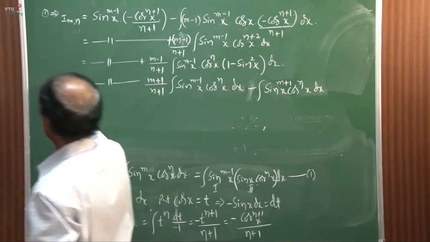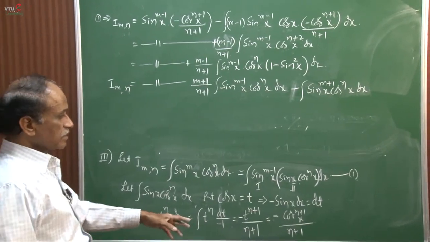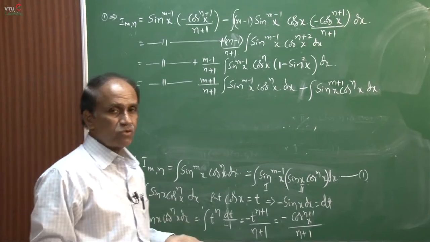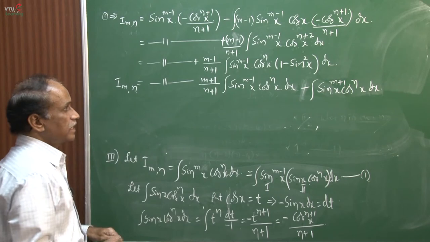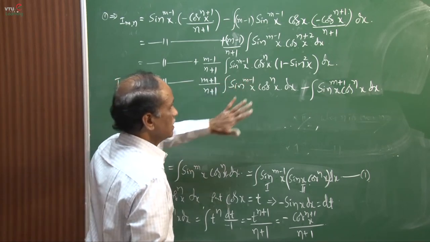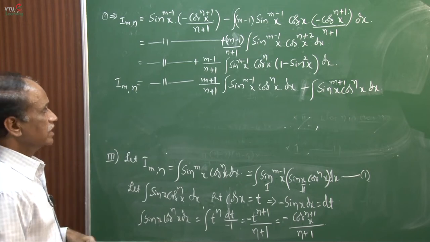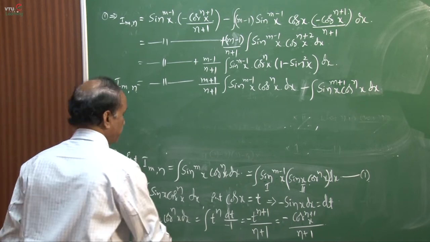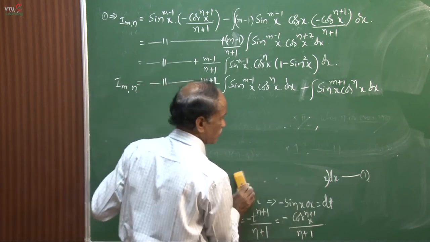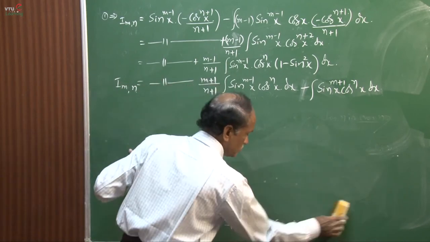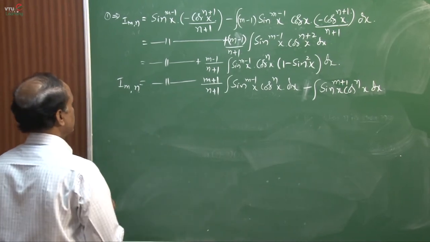This is for I m n. Same type of thing as what we did here, transposing in the previous result what we discussed, transposing that term to the left side, and we can write the reduction formula by shifting that I m n with the coefficient. So that is the theoretical part of that reduction formula.